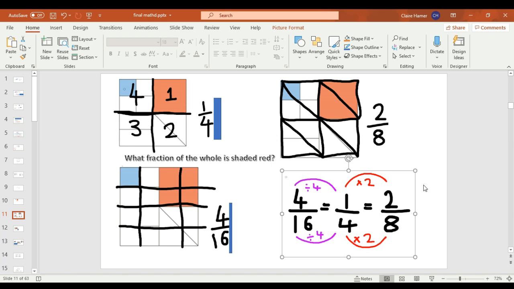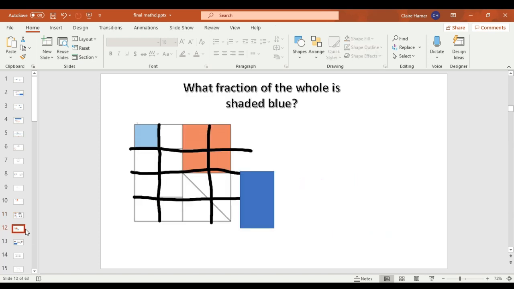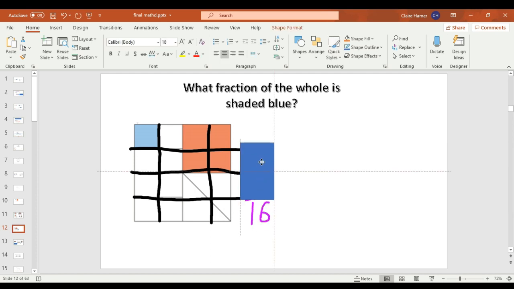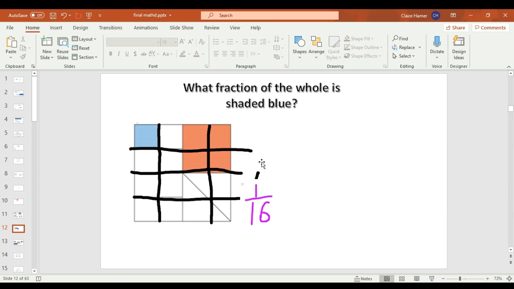Now moving on to the little blue square. I think this picture is the most helpful for the blue square, because you can see that all of the parts are the same size as the blue shape. So how many parts are there in the whole? 1, 2, 3, 4. 4, 8, 12. There are 16 equal parts in the whole, and only one of them shaded blue. So did you get the answer 1/16 for the blue shape?